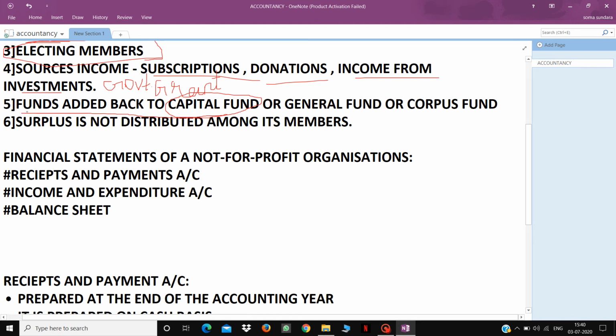So the funds received in the particular accounting year will be added back to the capital fund. The capital fund is also called general fund or corpus fund. While we are solving numericals, in some numericals, instead of using the word capital fund, they'll be using general fund or corpus fund. So you should not be confused. Make a note of it: capital fund is also called general fund and corpus fund.